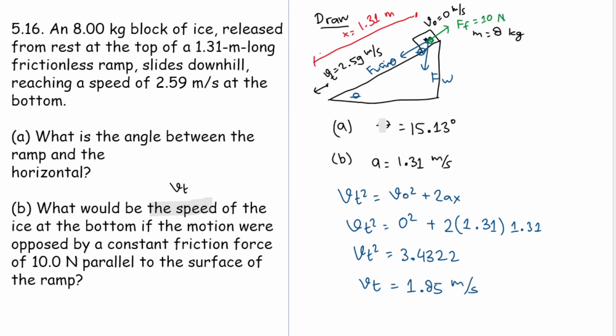So the angle of the ramp is 15.13 degrees, and the speed when it has 10 Newton friction is 1.85 meters per second.